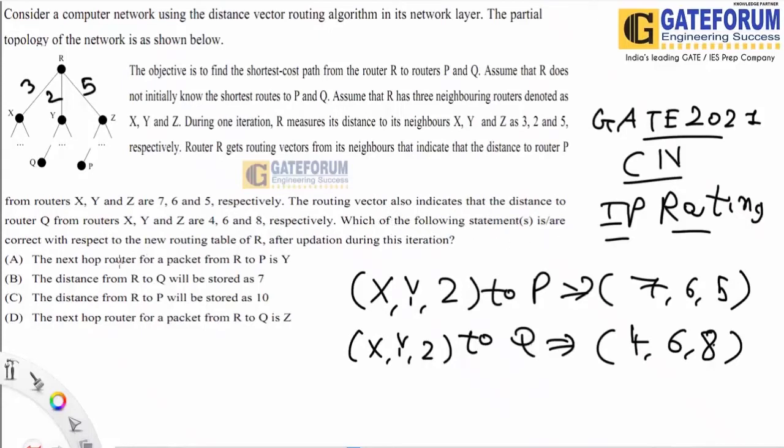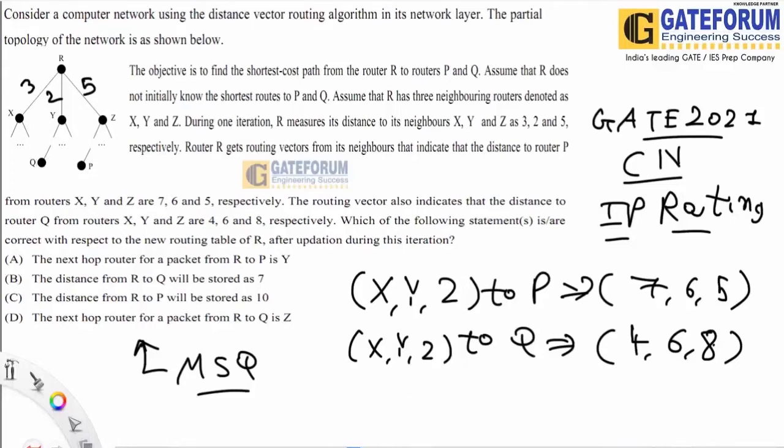Which of the following statements are true with respect to the new routing table after updation during this iteration? This is an MSQ question, so more than one can be true, and we need to take that into consideration. Let's try to find the shortest path from router R to P and Q. We already know the shortest path from router R to X, Y, Z, and from each of these, we also know the shortest path to both Q and P.